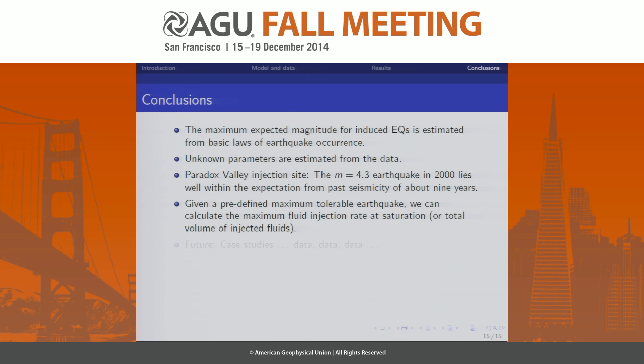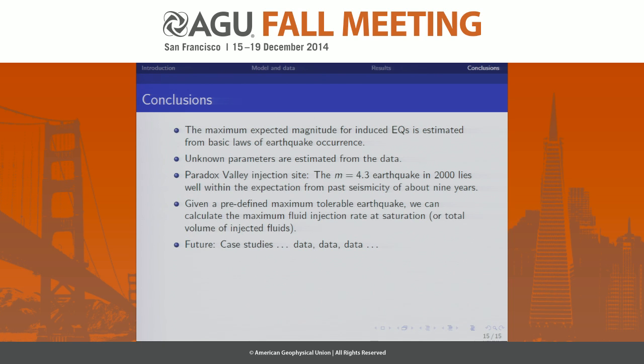Again, given a predefined tolerable earthquake, we can also calculate the maximum fluid injection rate at saturation, or, which is equivalent in this case, the total volume of injected fluids, which can be recalculated from this plot. This is not shown here, but can be done quite easily.